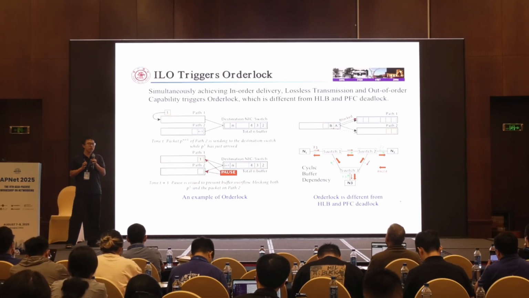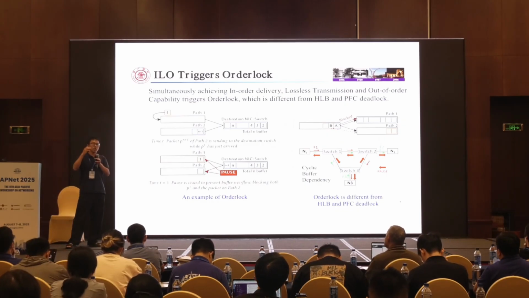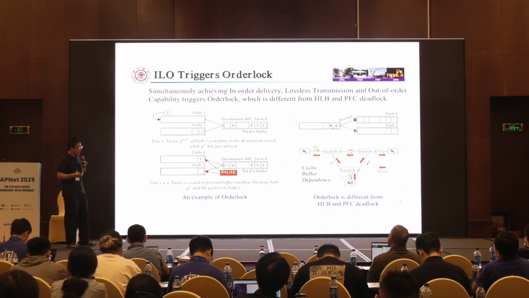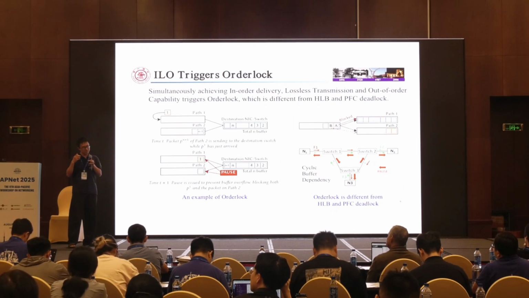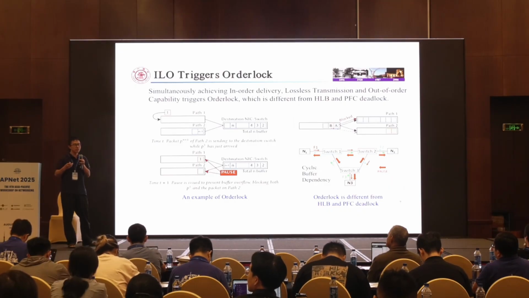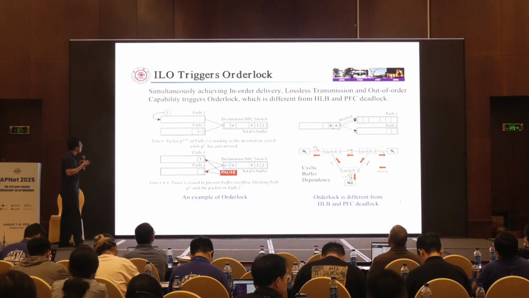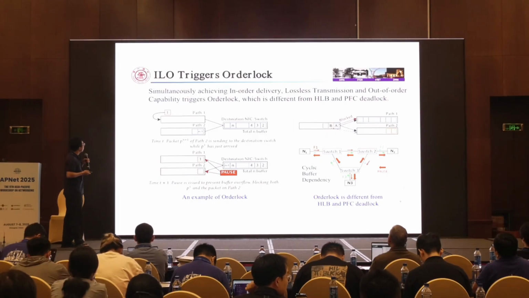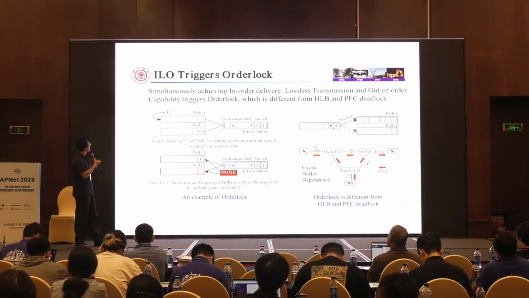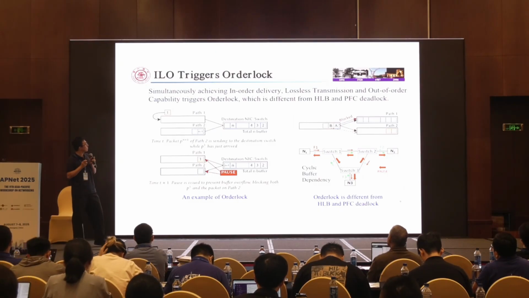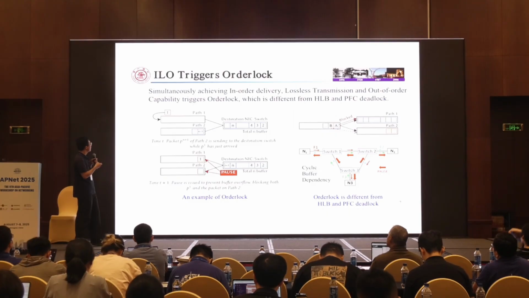But initially, we want to design a protocol that achieves all these 3 properties at the same time. We tried, but we failed to design a protocol that can achieve a high throughput. So when we took a closer look into this problem, we found that simultaneously achieving these 3 properties may lead to a new type of deadlock, which we call order lock.